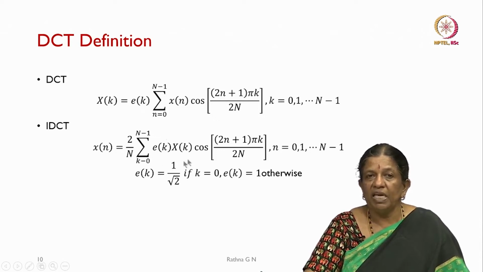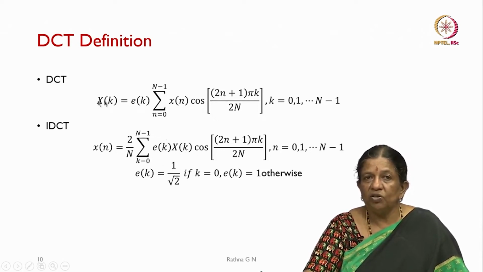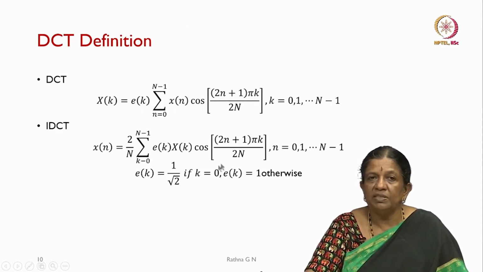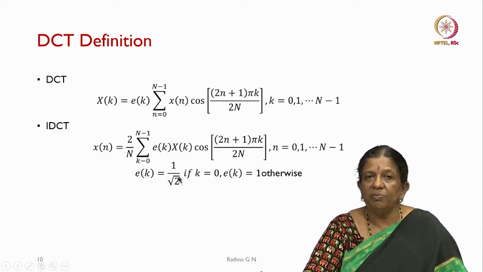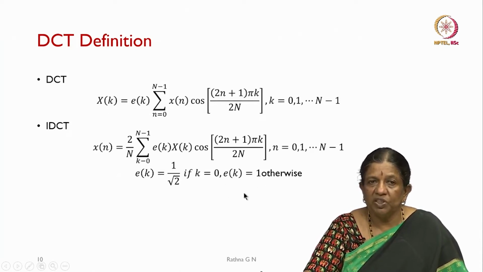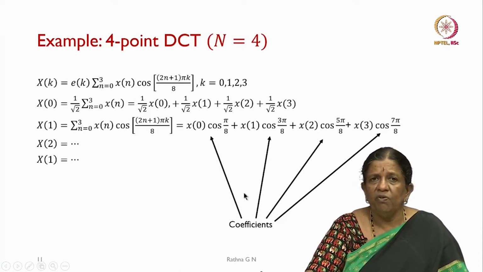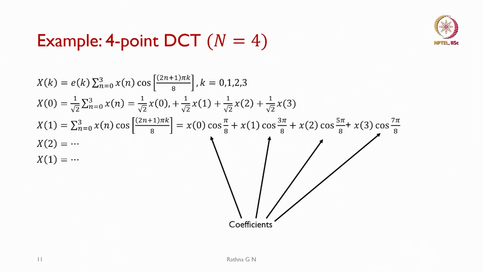So, it will be E of k into x of k what you have computed, and cos (2n plus 1) pi k divided by n, and n will be varying between 0 to n minus 1 in this case, and our constant E of k is given by 1 by root 2 if k is equal to 0, and it is going to be 1 for other coefficients. Now, we will see how we are going to derive the thing.